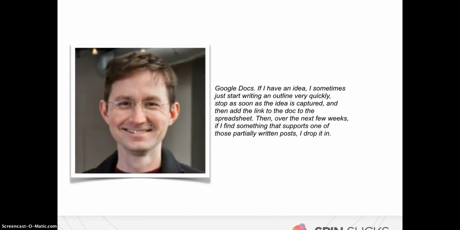Andy Crestodina, who I mentioned earlier, of Orbit Media, says, I use Google Docs. If I have an idea, I sometimes just write an outline very quickly, stop as soon as the idea is captured, and then add the link to the doc to the spreadsheet. Then over the next few weeks, if I find something that supports one of those partially written posts, I drop it in.